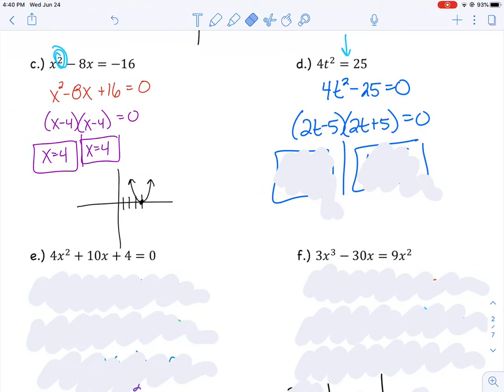Now that I have both binomials multiplied together set equal to 0, I've factored completely, I can go ahead and set each factor equal to 0 and solve. I can add 5 to both sides, divide by 2, and I end up getting t equals 5 halves. On the other one, I can subtract 5 from both sides and divide by 2, and I end up getting t equals negative 5 halves. I end up getting 2 answers because my degree is 2.